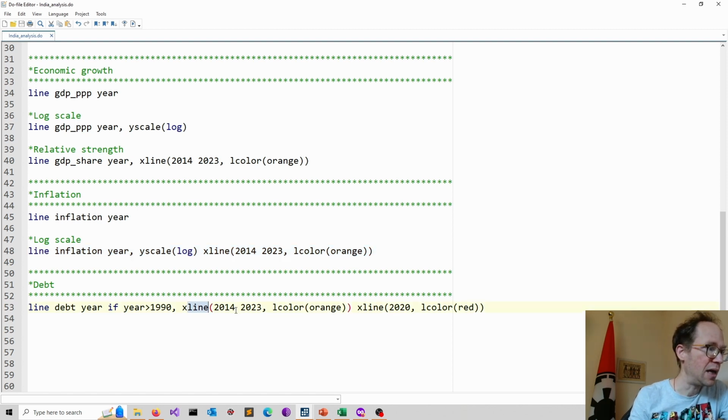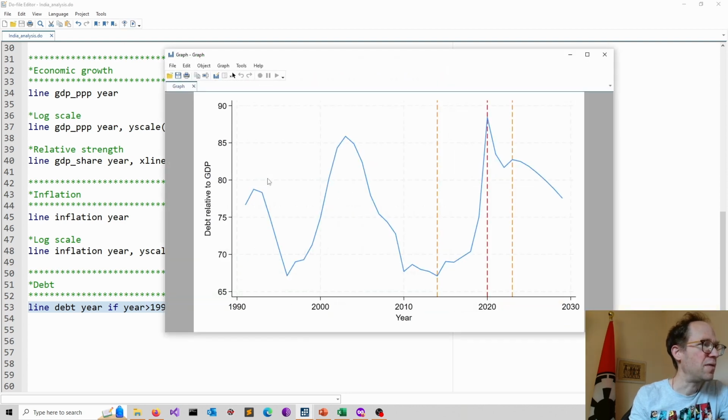Again, I add in the lines, and I also add here a special red line for COVID because that's the big impact here. And I use the if qualifier to start in the year 91. We don't have any data for the earlier period. So if we look at that, you see it's coming in waves. And again, this is very, very typical. If you look at other countries, this is a very common pattern. So that countries kind of oscillate between higher levels of debt compared to GDP and lower levels.